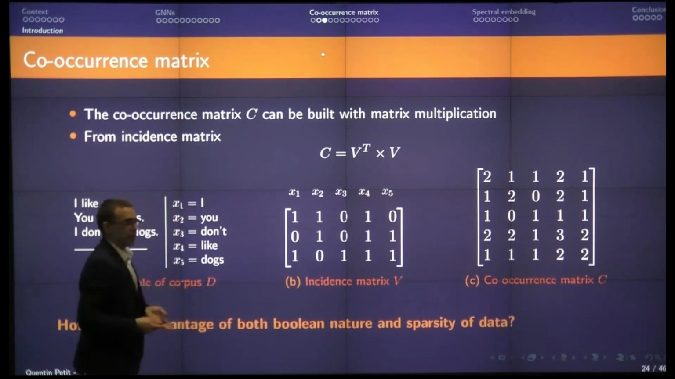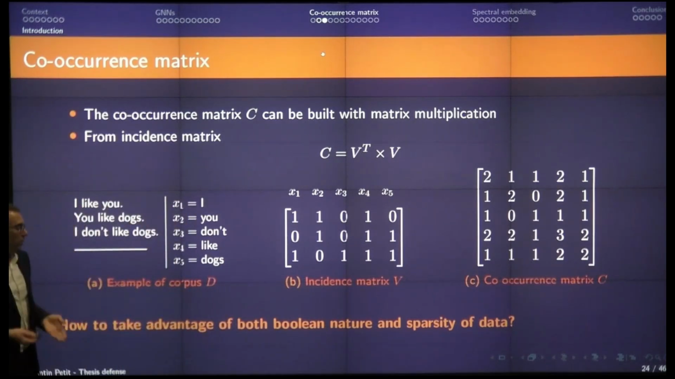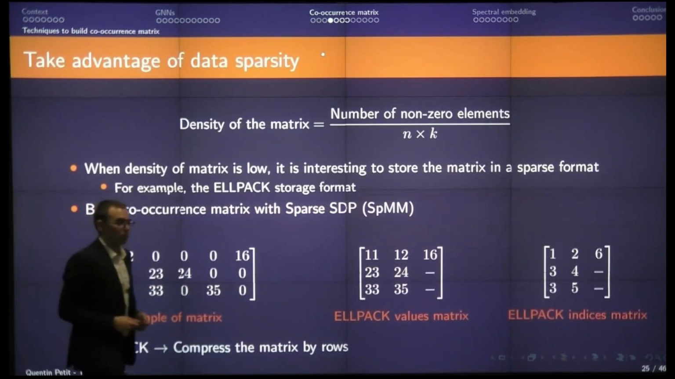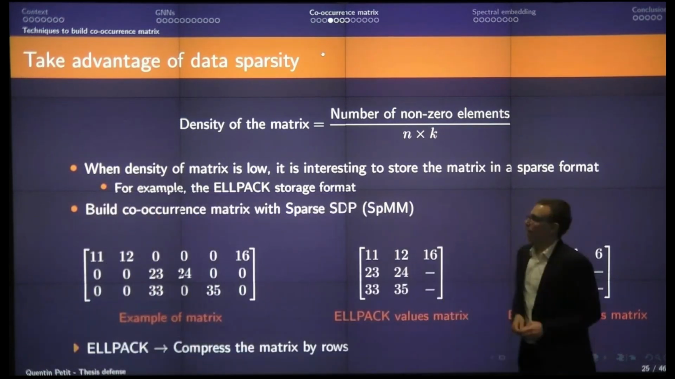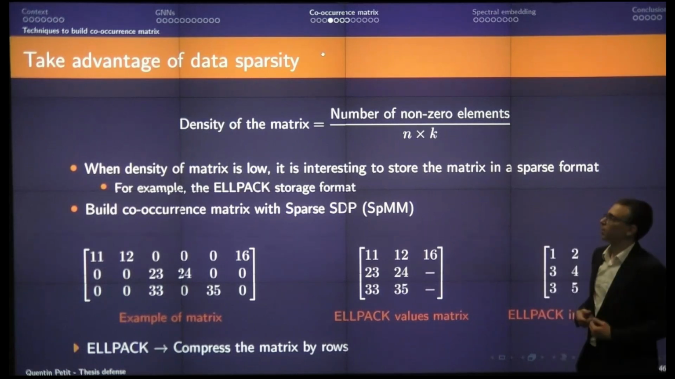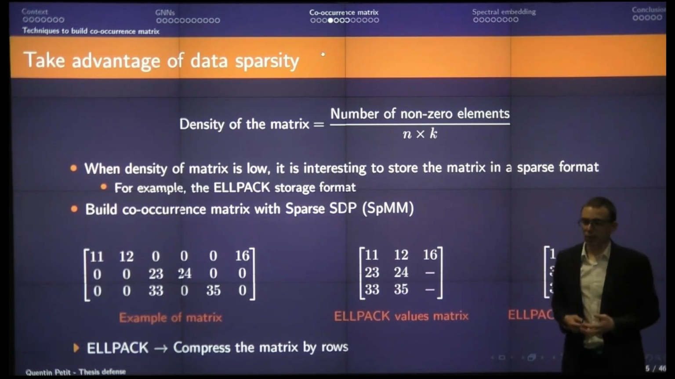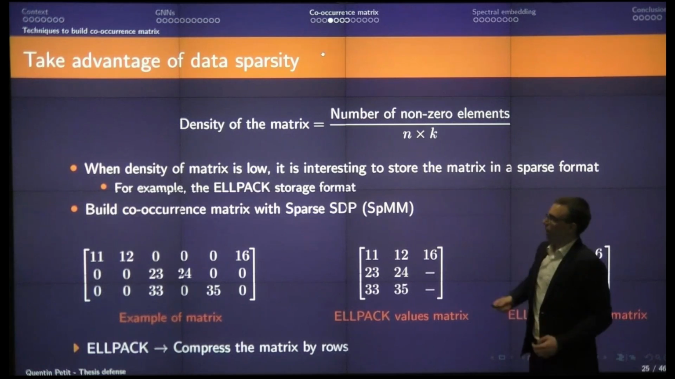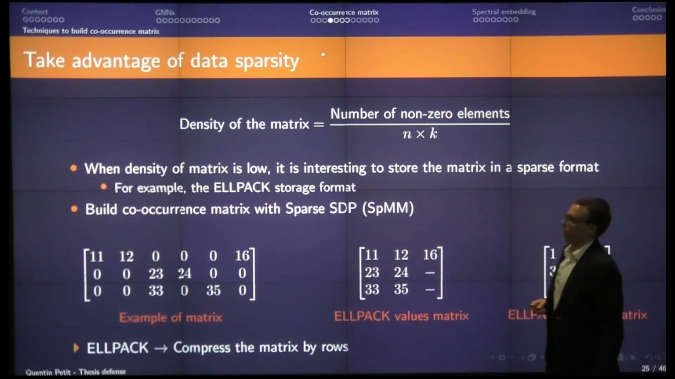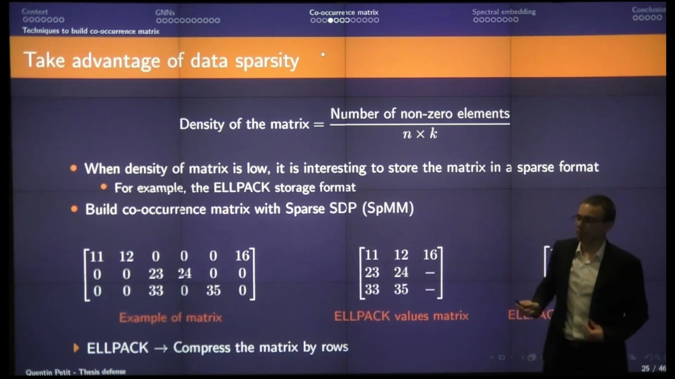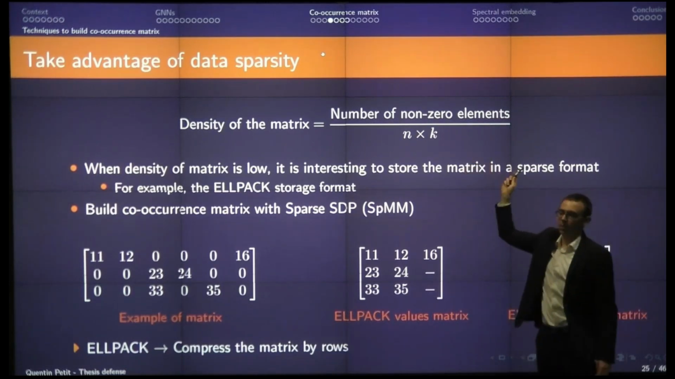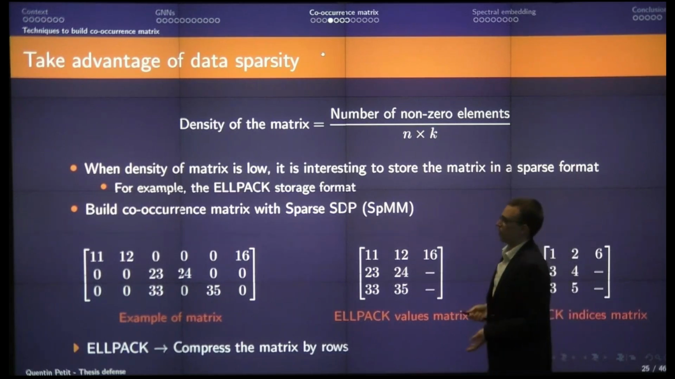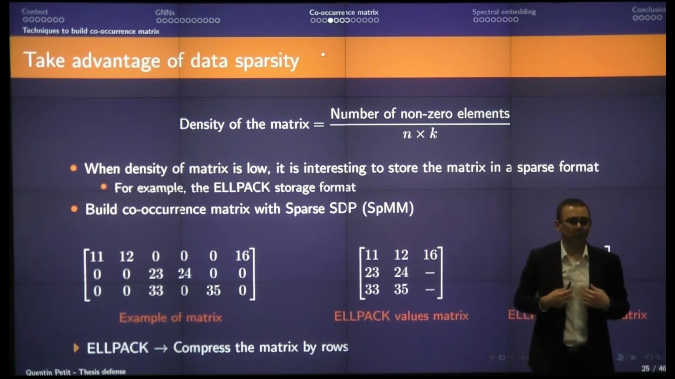So how can we take advantage of both specificities of the data? To take advantage of the sparsity, we can use sparse linear algebra. This is a specific data structure that can be used to take advantage of the high proportion of 0 elements inside the matrix. Sparse storage is more interesting when the density of the matrix is low. The density of the matrix is the number of non-null elements over the total number of elements inside the matrix. So when the density is low, we can use a sparse storage format to create a representation of the matrix.